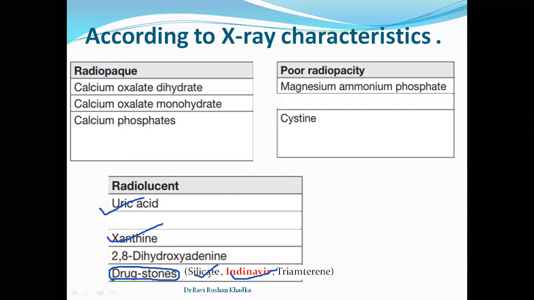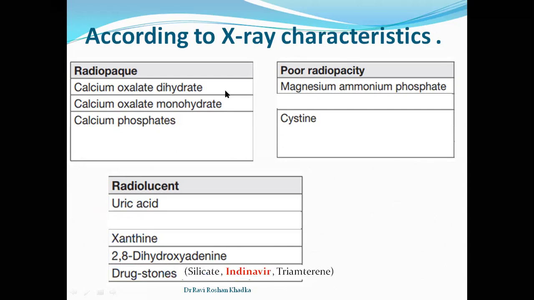Silicate is found actually in our antacid. Antacid containing silicates. If the person takes more antacid due to peptic ulcer disease containing silicate, that can get precipitated in the urinary tract. Also, the HIV/AIDS patient taking indinavir drug for a long time, then that can also precipitate inside the urinary system. So these drugs are precipitated if taken for a long time or in excess. And these stones are radiolucent stones. Cannot be seen by the plain X-ray KUB.